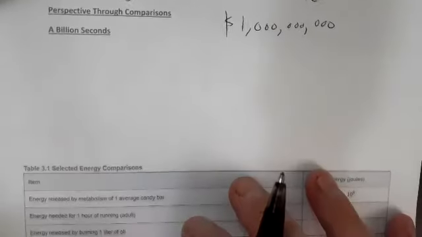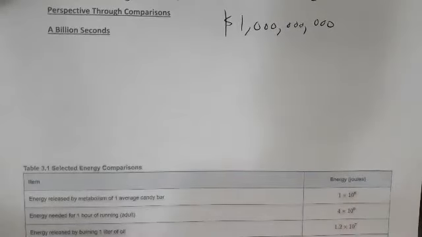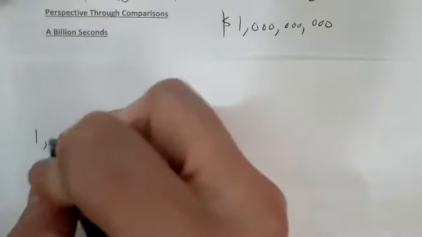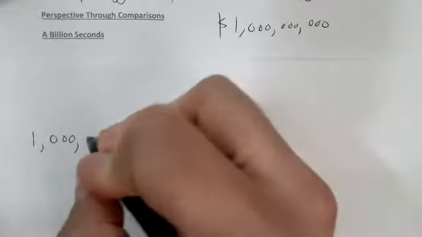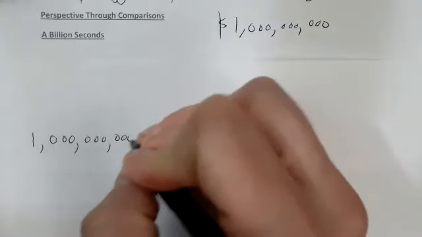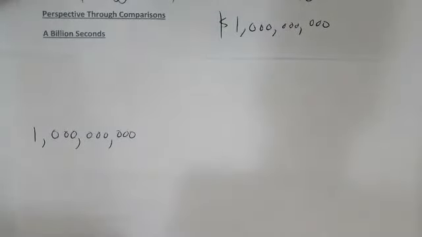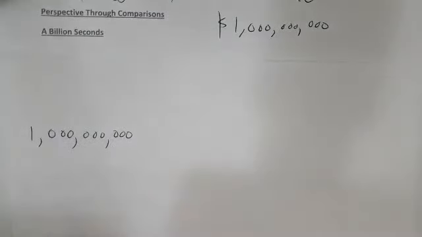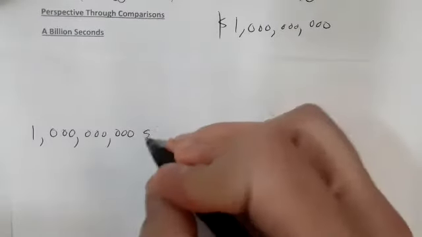Ooh, here's a unit analysis problem. So we have 1 billion seconds. So if you're just counting 1, 2, 3, 4, 5, 6. Well, count to 1 billion. Doing that. 3, 6, 9. There are 9 zeros. That is 1 billion seconds.